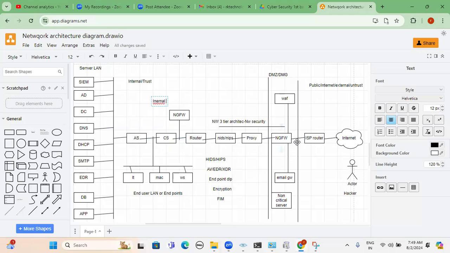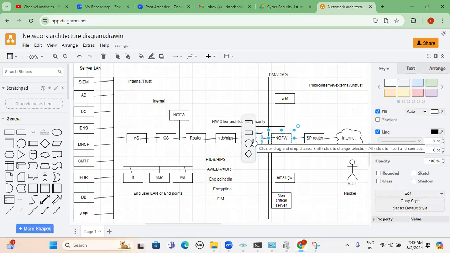From the perimeter, if the traffic is going from the internal side: next generation firewall, secure web gateway or proxy, and also network IDS and network IPS. These three deployments, if you deploy them in any organization, are called a network three-tier architecture. It's not mandatory, it completely depends on our budget and business requirement. But as per security best practices defined by ISC Square, European Council, and ISACA, it's better for every organization to maintain a network three-tier architecture diagram.